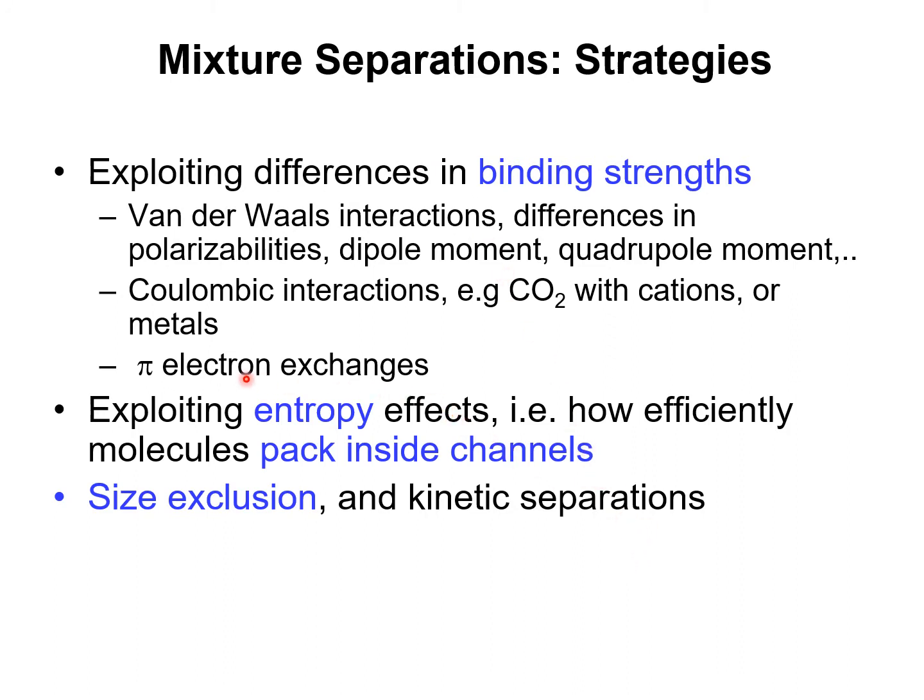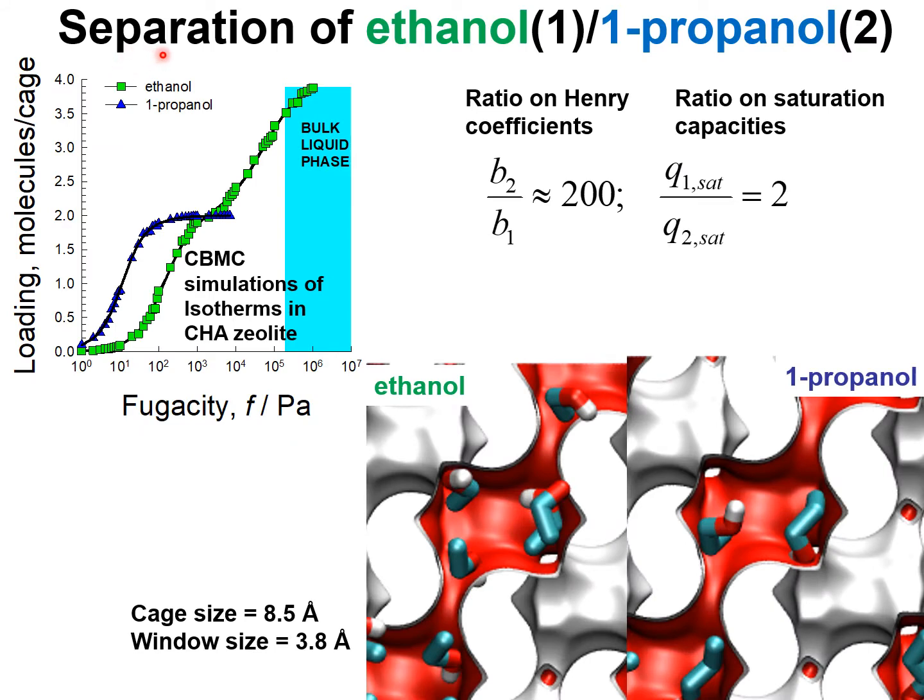The focus of this presentation is on exploiting entropy effects. Let us gain insights into entropy effects by examining the separation of mixtures of ethanol and 1-propanol using chabazite. Chabazite is an all-silica zeolite consisting of cages of 8.5 angstrom in size. Each cage is separated from the adjacent cage by windows with aperture of 3.8 angstrom.